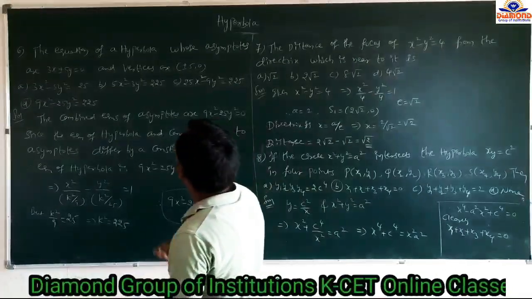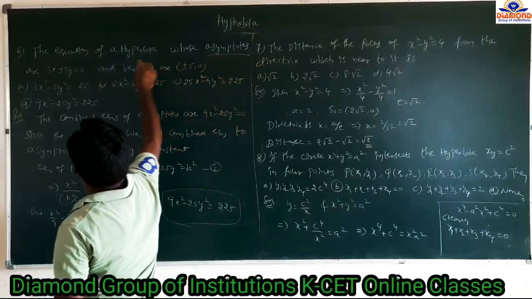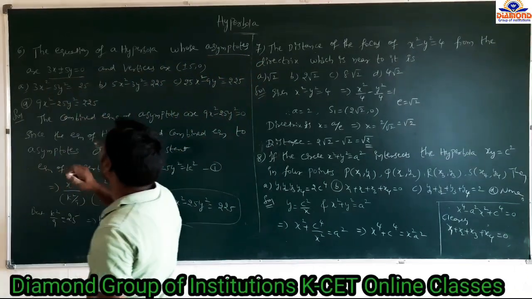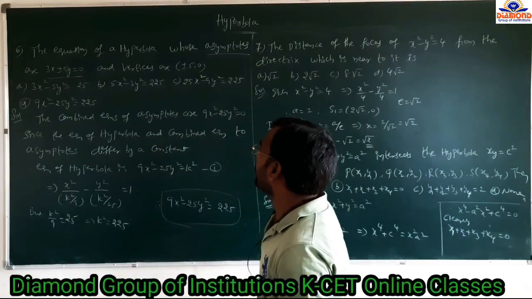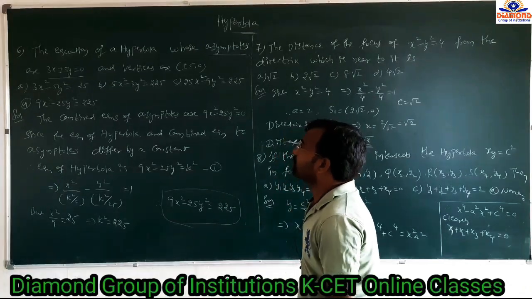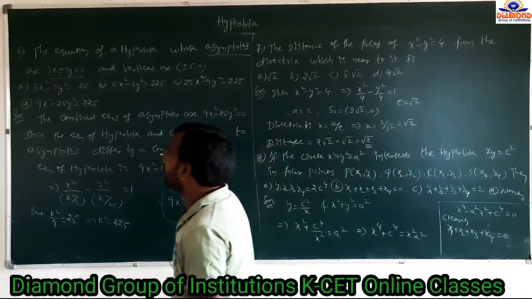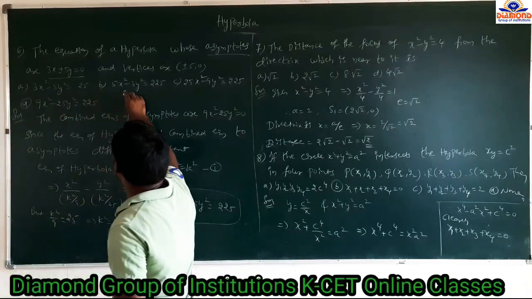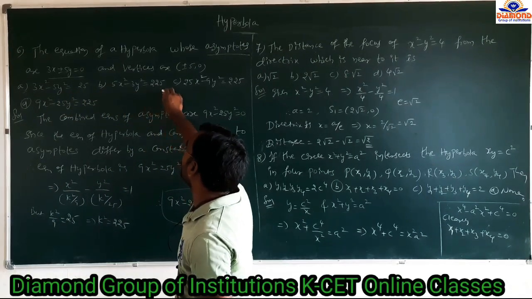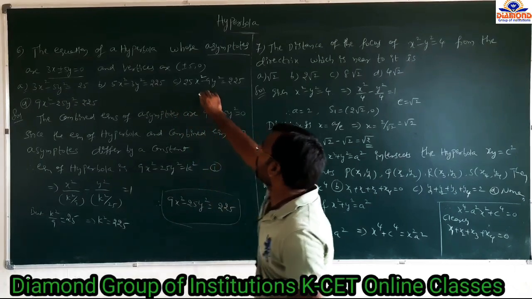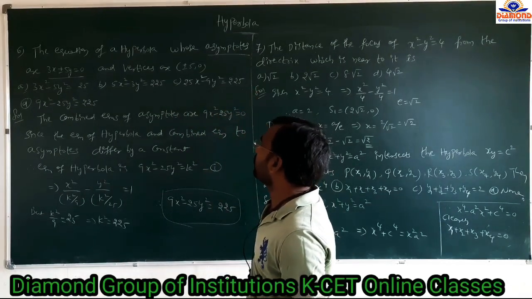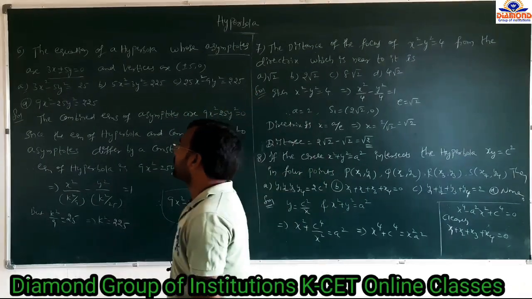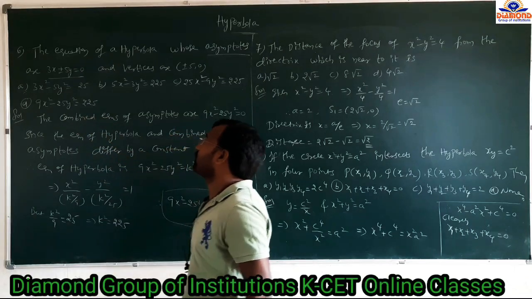The equation of a hyperbola whose asymptotes are 3x plus or minus 5y equal to 0 and vertices are plus or minus 5 comma 0. Then find out the equation of the hyperbola. Option A, 3x square minus 5y square equal to 25. Option B, 5x square minus 3y square equal to 225. Option C, 25x square minus 9y square equal to 225. Option D, 9x square minus 25y square equal to 225.